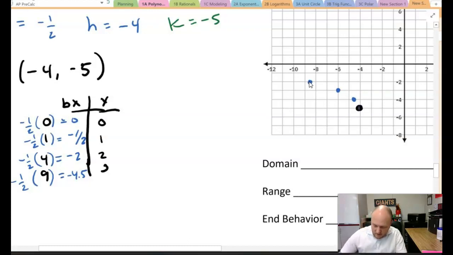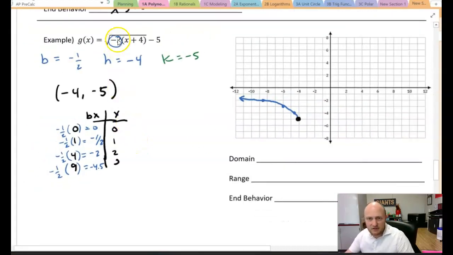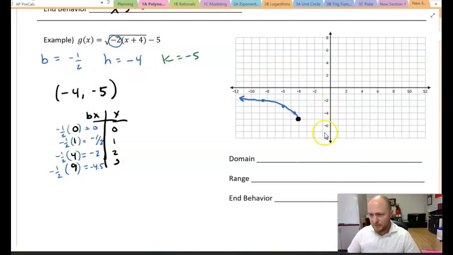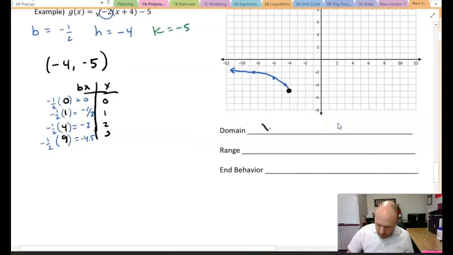Okay, and there is our curve. Not too bad. Remember that negative on the inside there, that's going to be horizontal reflection, and your reciprocal does the opposite, so that's compression. Okay, domain, this is a change to domain. I reflected my x values, so domain gets changed.